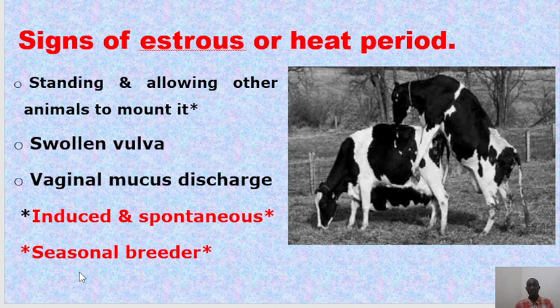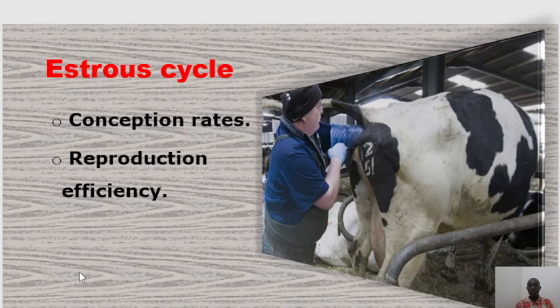Then we have the polyestrous and the monoestrous. For example, a dog is monoestrous, meaning they always have one cycle. Cows are polyestrous. Polyestrous means they undergo many cycles within a year. We need to understand the estrous cycle for two reasons. Once you understand the estrous cycle, you will have higher conception rates at your farm, and reproductive efficiency will improve.